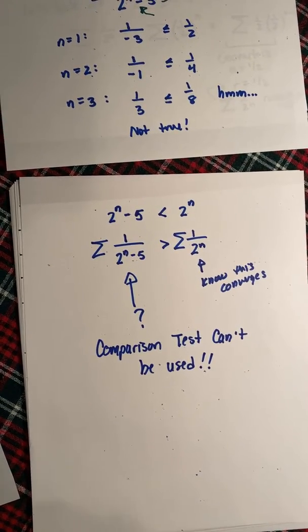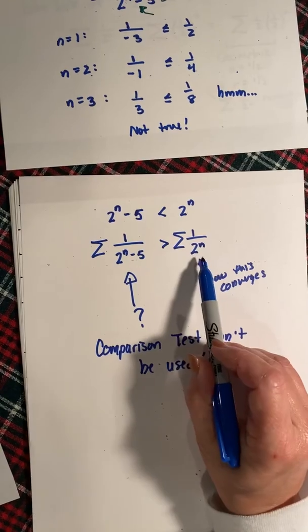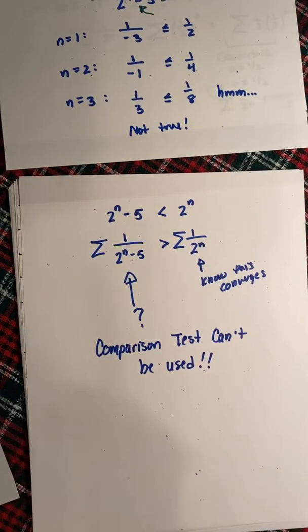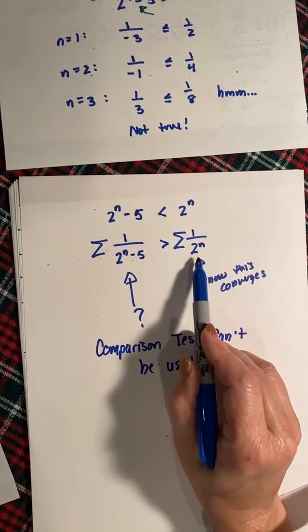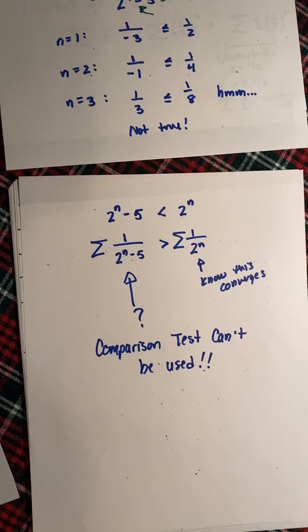So be careful. You have to make sure when you're comparing a series to another series, if you're comparing it to a convergent series, it has to be less than the convergent series in order to conclude it converges. If we knew that this diverged, then we could conclude this diverged, but this doesn't diverge, so that doesn't help us.